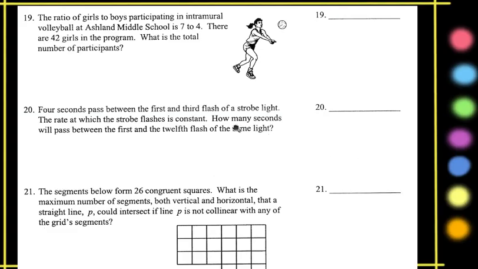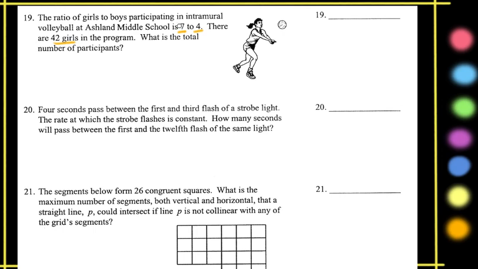We've got 3 pages done, and we've got 2 pages to go. Let's see. This says the ratio of girls to boys participating in intramural volleyball at Ashland Middle School is 7 to 4. All right, let's see. Maybe I should use a different color here. Is that going to show up okay? Yeah, that should be fine. So 7 to 4. There are 42 girls in the program. What is the total number of participants?